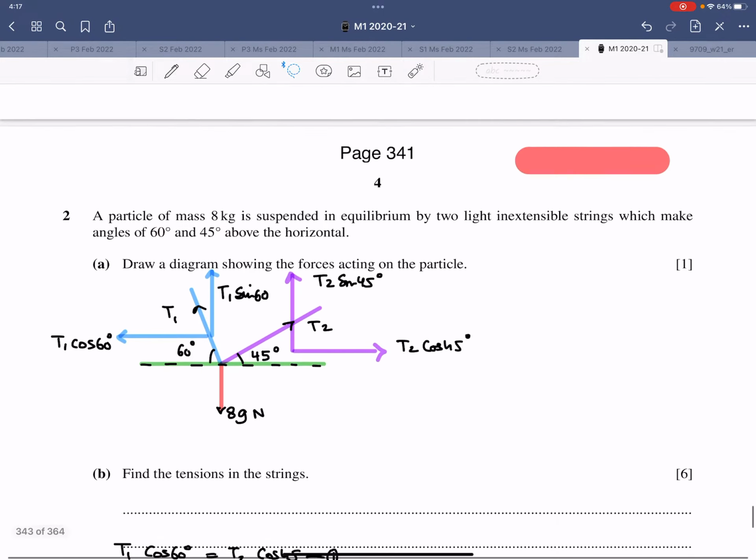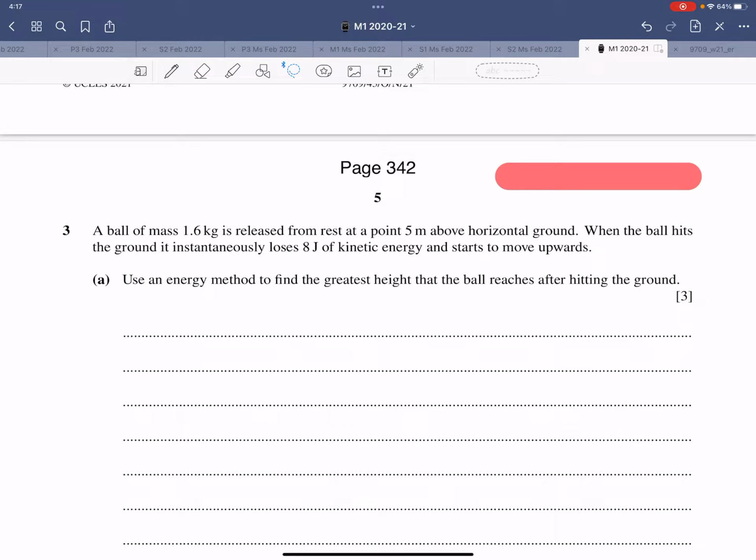Now question number 3. Question number 3 is about a ball of mass 1.6 kg. So this is a ball of mass 1.6 kg released from rest at a point 5 meters above the horizontal ground. So let me draw the horizontal ground. So this is the ground.